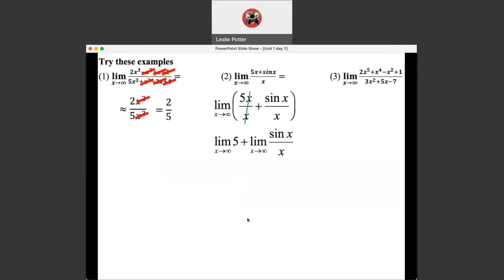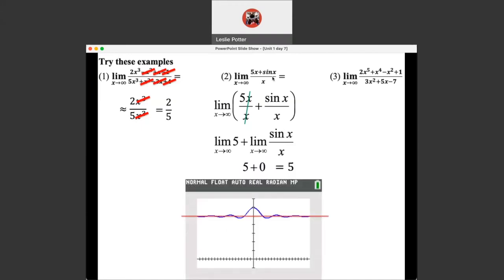And that is a value of 0. Remember, that's when the hills and valleys get closer and closer to the x-axis. So this limit then is 5 plus 0, which is 5. And this looks like all this looks like is that familiar shape. It's just shifted up 5 units.